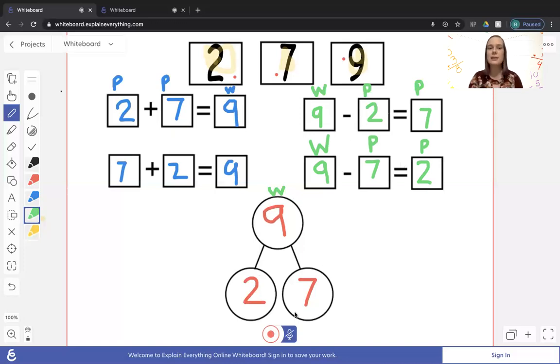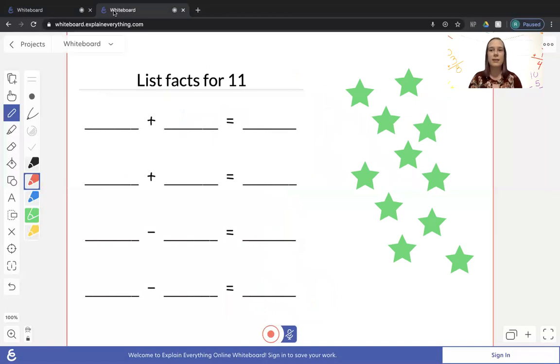So you have some problems in your packet this week that look like this, where we've given you the numbers that you're going to work with and create them. But you have some other problems this week that look kind of like this, where it says list the facts for, and then it gives you a number. So the number that I am looking at today is 11.